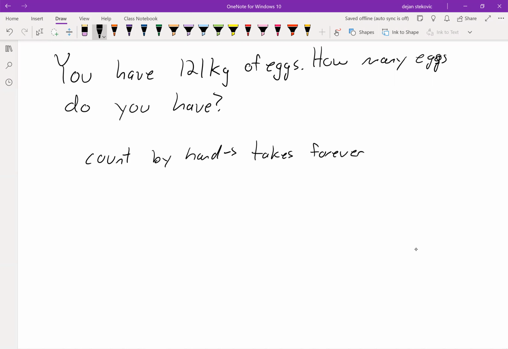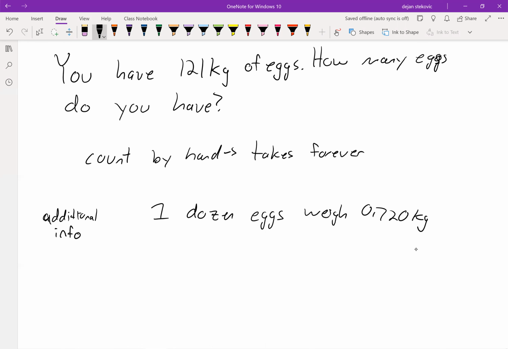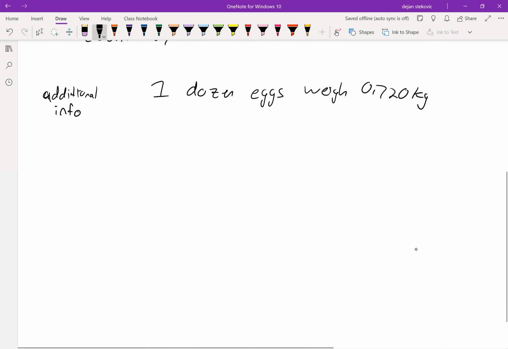And so what you could do instead is you can get some additional information and then you can count by weighing, right? So some additional info you could get is you could get about a dozen eggs and see how much they weigh. So we're just going to say that 1 dozen eggs weigh 0.720 kilograms, right? So you took some eggs, you weighed them, and then this is how much a dozen weighs. And so what we see is we have a conversion factor, right, between the number of eggs and their weight.